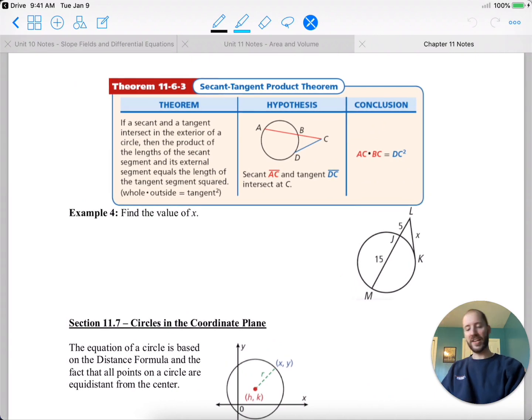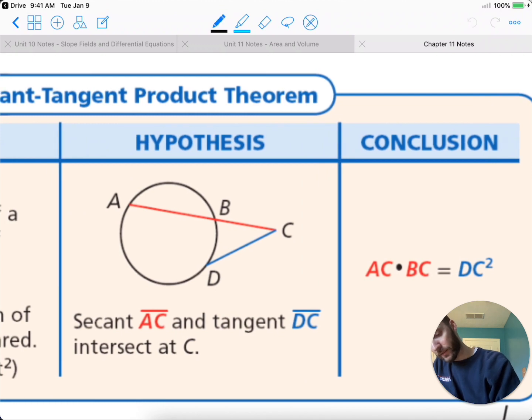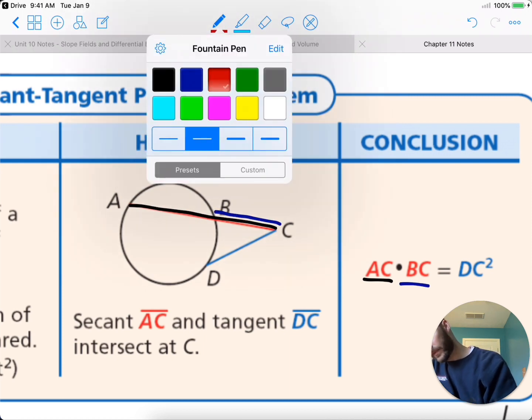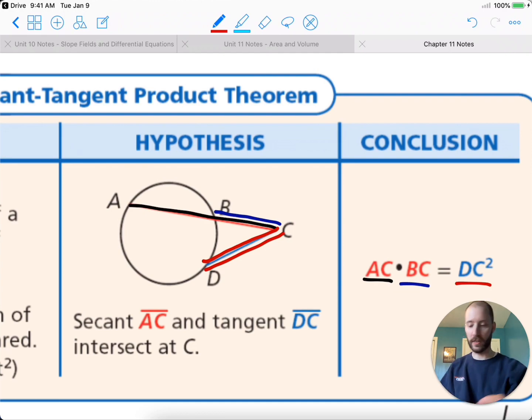The secant tangent product theorem is pretty much like the secant product theorem. You have AC, the whole thing, times BC, the external part. And then you have DC squared, so DC times DC. Well, DC is the whole thing. DC is also the exterior. So it kind of fits that secant product theorem.